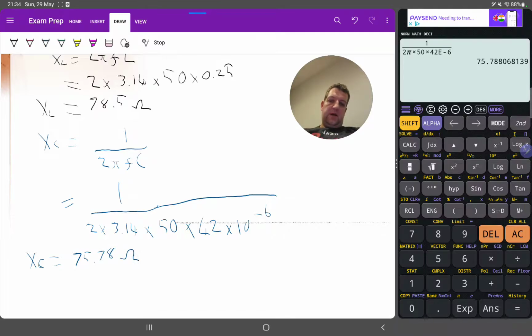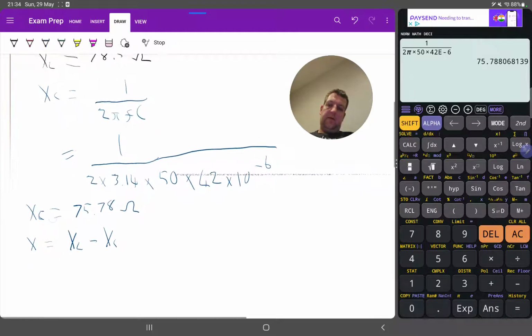And again, we're measuring that in ohms. So we've got an XL, which is 78.5, and XC, which is 75.78. So the next stage we're looking at is working out X. So X is the difference between XL and XC. It doesn't matter which one's bigger, which one's smaller. It's just a difference. So the biggest take away the smallest. So in this case, it's XL, the biggest, minus XC.